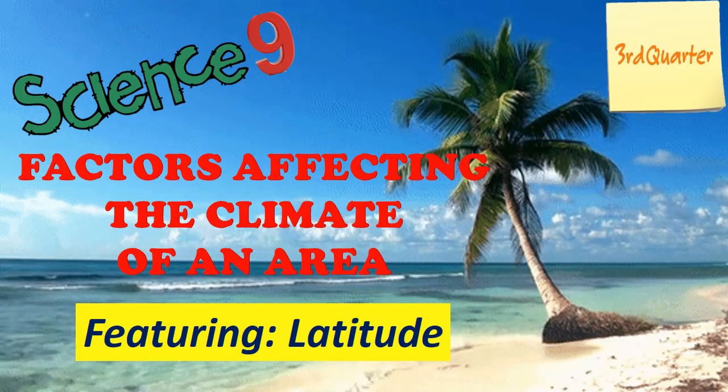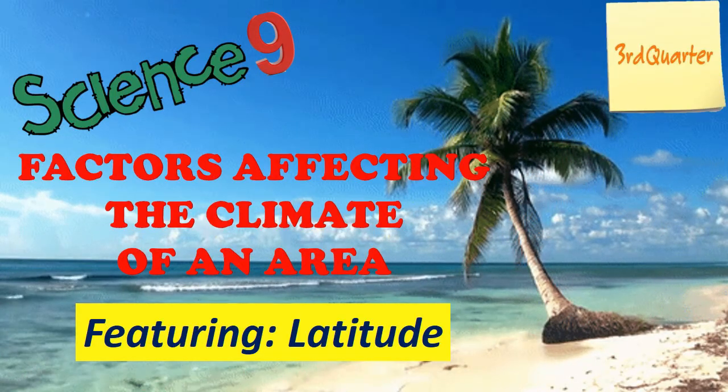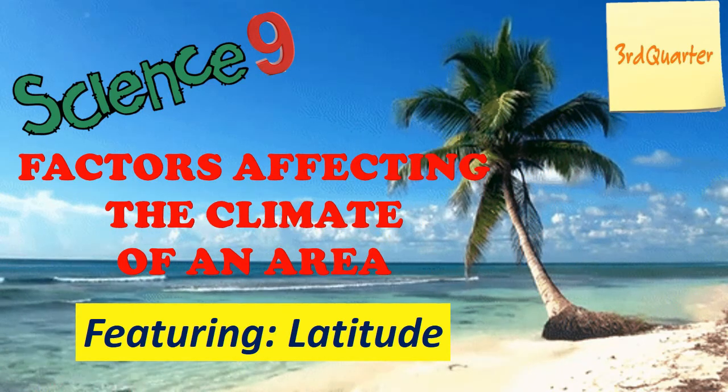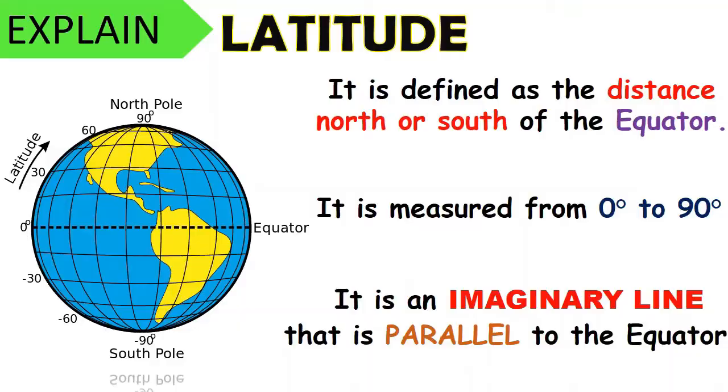Do you think the latitude of the place might affect the climate? How does latitude affect climate? Let's find out. The first factor that may affect the climate of an area is what we call the latitude. Latitude is defined as the distance north or south of the equator, and it is measured from 0 degree to 90 degrees. It is also an imaginary line that is parallel to the equator.